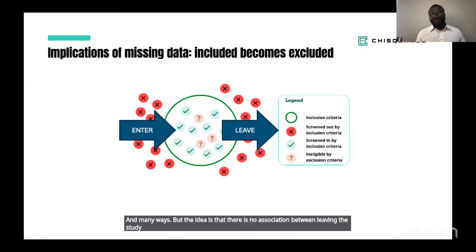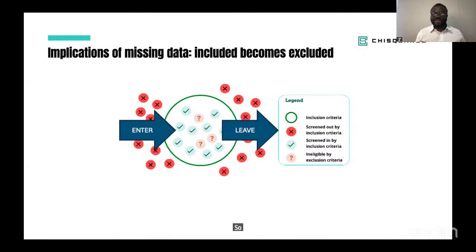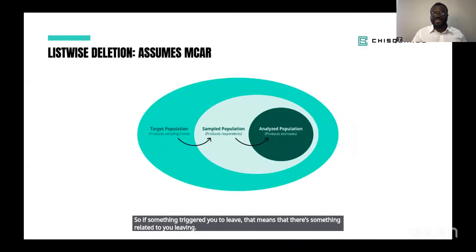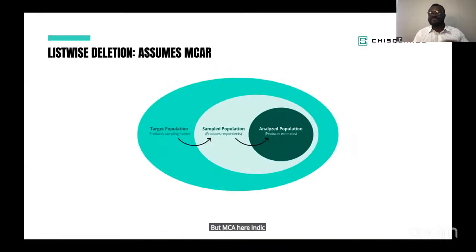So it's not as if something triggered you to leave. If something triggered you to leave, that means there's something related to you leaving. But MCAR here indicates that people just left for very, very random reasons. So that's the assumption that is in place when you analyze data with listwise deletion, right? So we need to really, really understand that.